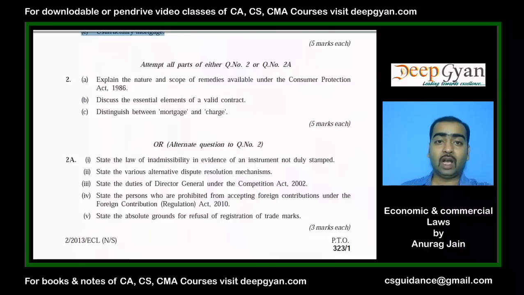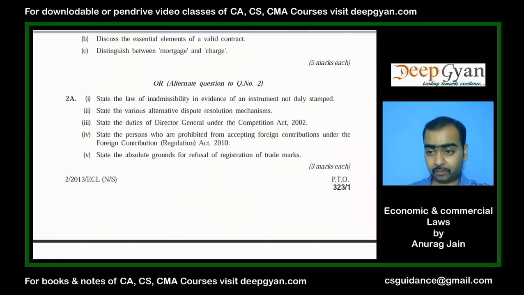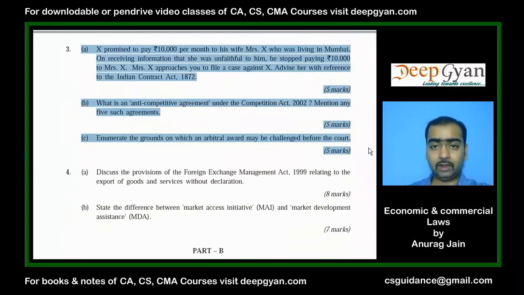Here, either 5 parts of 3 marks each or 3 parts of 5 marks each, right? Similarly, in question number 2A, there will be either 3 parts of 5 marks each or 5 parts of 3 marks each, in this way. Question number 3, which is compulsory, again 3 parts of 5 marks each, right?